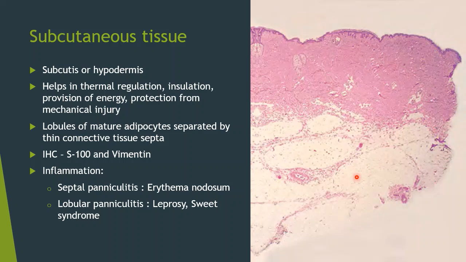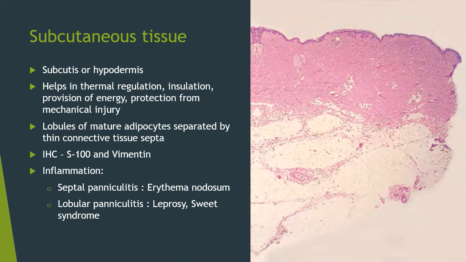And when there is inflammation around the subcutis or hypodermis, the inflammation can have a septal distribution, when it is called septal panniculitis, or the inflammation can involve the entire lobule of fat, when it is called lobular panniculitis. Septal panniculitis is seen in many disorders like erythema nodosum, and lobular panniculitis can be seen in leprosy or Sweet syndrome.